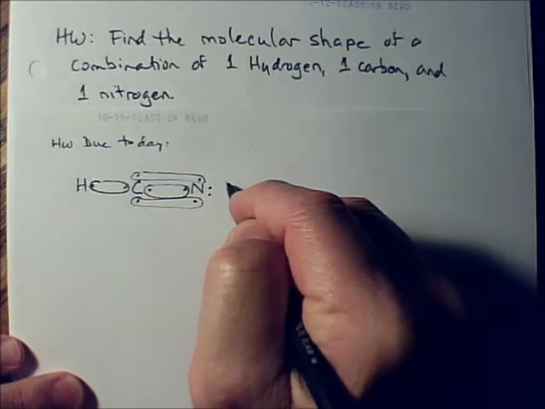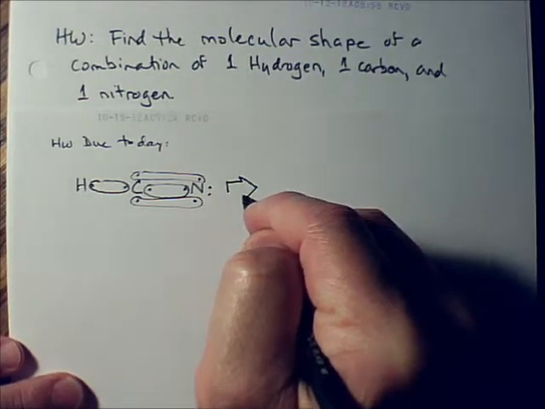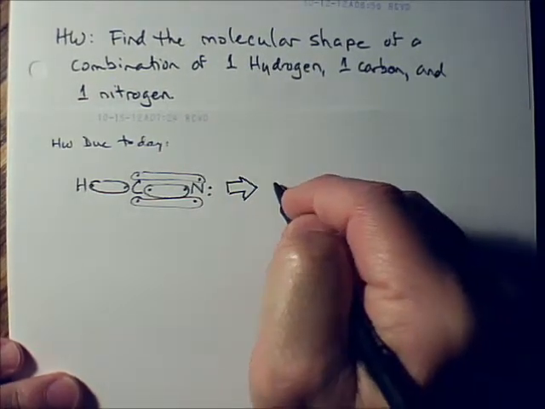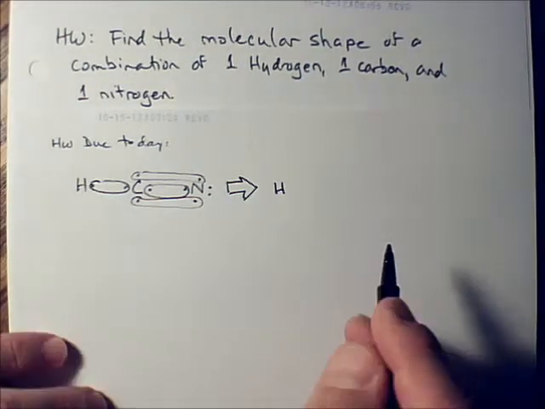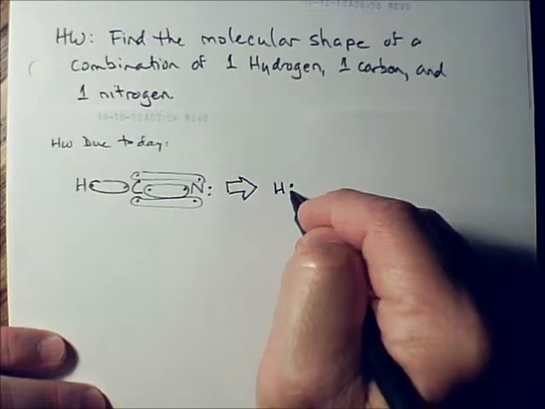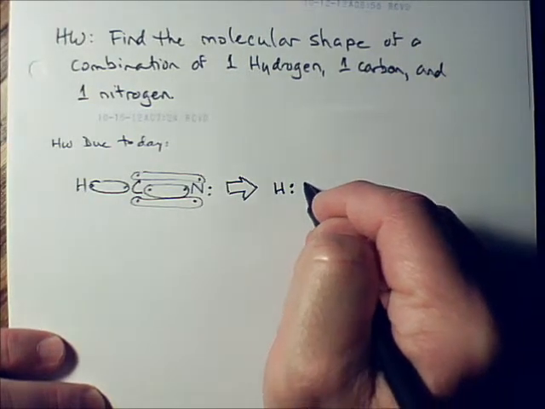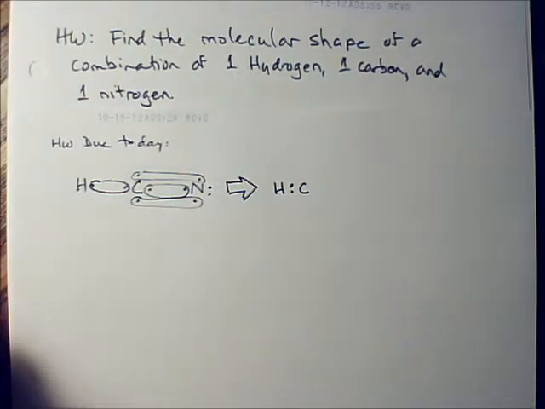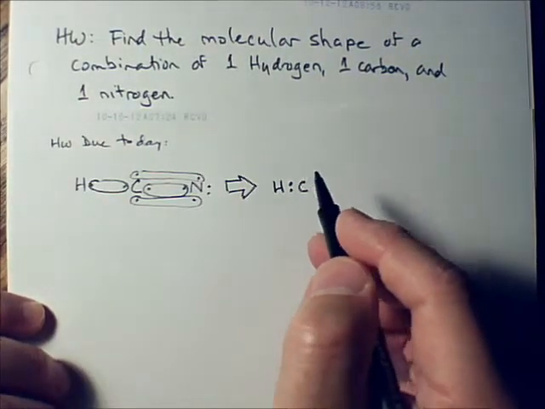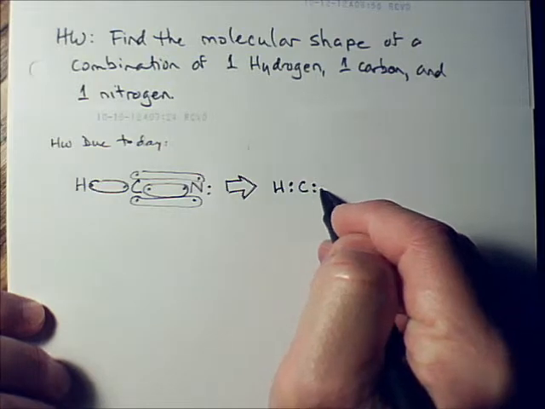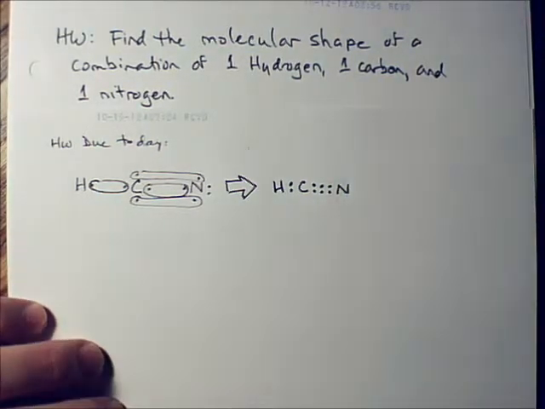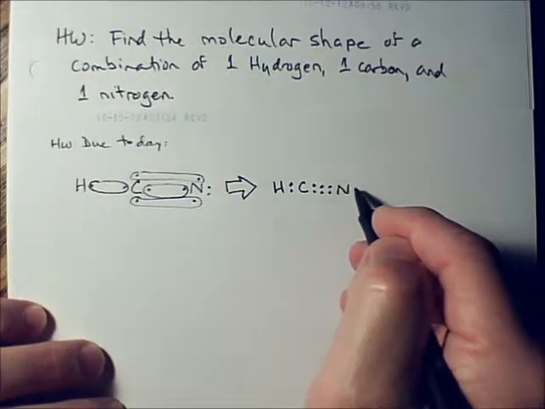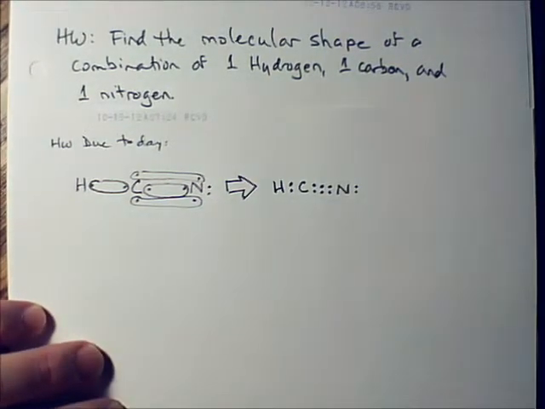Then from this, we're going to go to the Lewis dot formula. And we're going to squeeze the shared electrons in between the symbols for the atoms. So there's a pair of electrons between hydrogen and carbon. And how many electrons are there between carbon and nitrogen? 3 pairs for 6 total. And then there's a lone pair of electrons out here on the end. Okay?